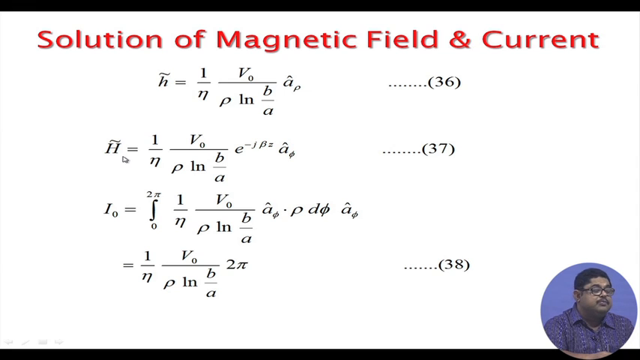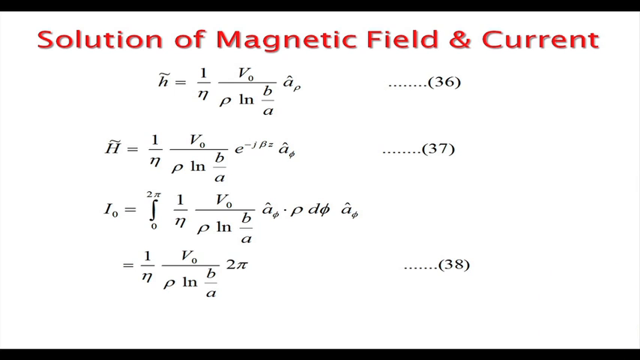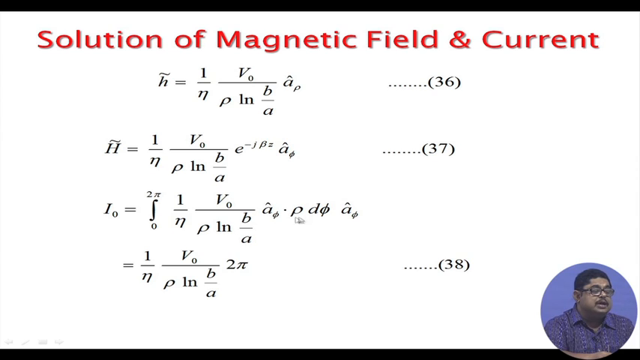Now, once you know the magnetic field, you know how to calculate the current, because from the magnetic field we can easily find the current, and that will be given by this. So, the current is on a loop. You will have to take that loop direction, and that becomes this. It is nothing but V naught by rho ln b by a. So, 2 pi into the magnetic field is equal to I naught.